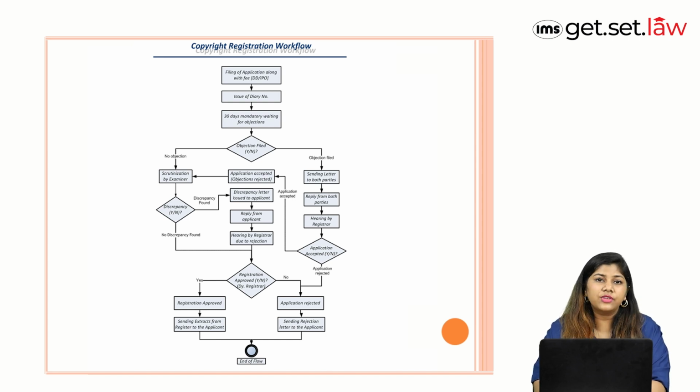When there is no objection at all, the scrutiny is done by the examiner. Once he does that, there is either a discrepancy or no discrepancy. Let's assume there is no discrepancy here. It will clearly go for registration approval, and 99% it will be approved. Once it is approved, extracts are sent from the registrar to the applicant and it becomes a registered copyright.